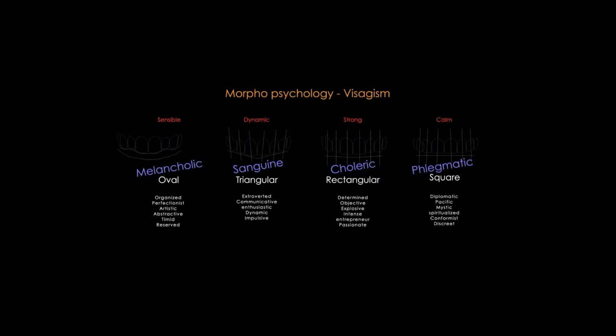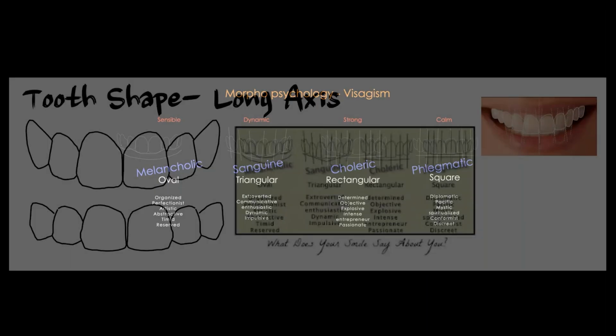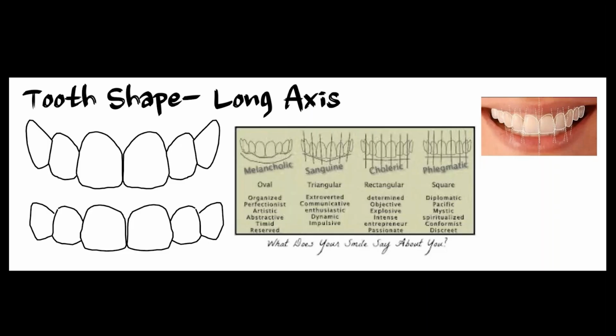And although there are only really 3 or 4 main types of tooth shapes, it can vary because we can add a triangular tooth into an oval section of teeth, or a rectangular tooth into a square. It doesn't mean that you only have to use that one type of tooth, because the face isn't so monochromatic that everything is exactly the same. And that's what I'm going to show you as we go through today.